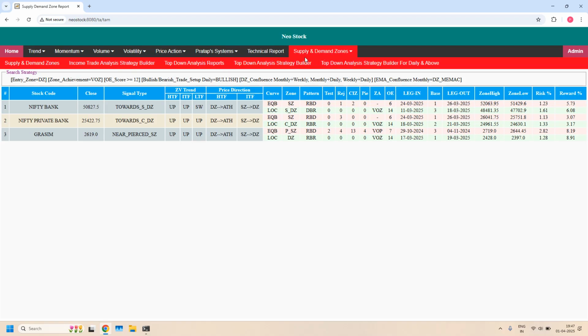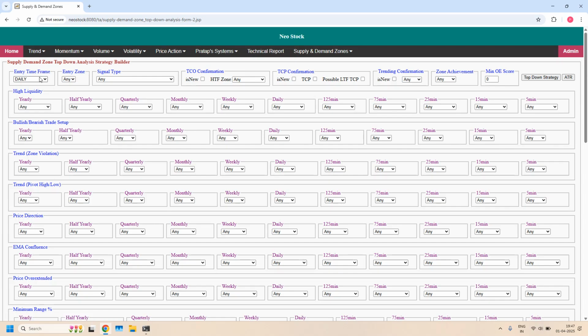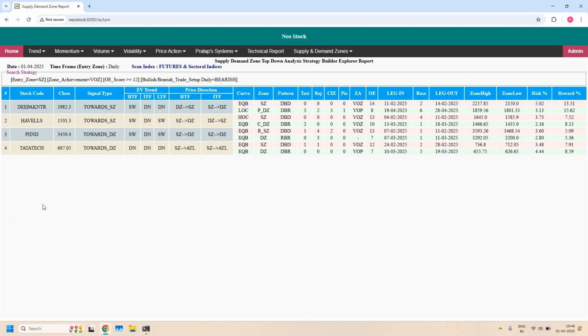Next, bearish trade setup for monthly income trade. Entry time frame daily, entry zone supply zone, bullish or bearish trade setup at daily. I am selecting bearish, and zone achievement VOZ, minimum odd enhance score 12. And we got 4 stocks supporting bearish trade setup for monthly income trade, and entry time frame zones are these daily supply zones. Okay, out of these 4 stocks, how many are having ITF supply zone confluence? Let us verify.